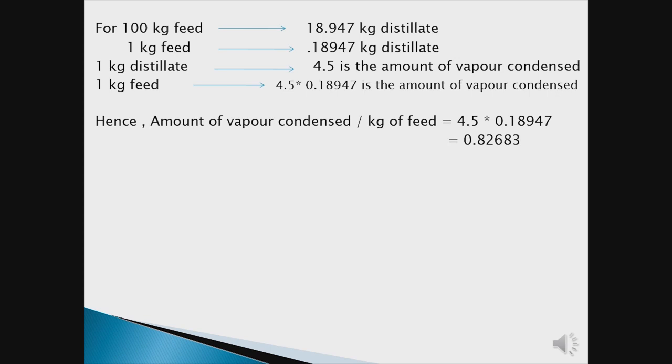So for 1 kilogram of distillate, 4.5 is the amount of vapor condensed, as we have found in the earlier part of this question. So what should be the amount of vapor condensed per kilogram of feed? Substituting for all these, we can write that for 1 kilogram of feed, 4.5 into 0.18947 is the amount of vapor condensed. So the amount of vapor condensed per kilogram of feed is equal to 4.5 into 0.18947, which is equal to 0.8263.